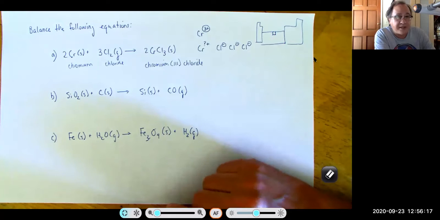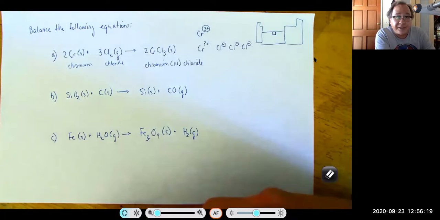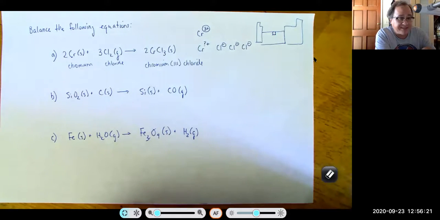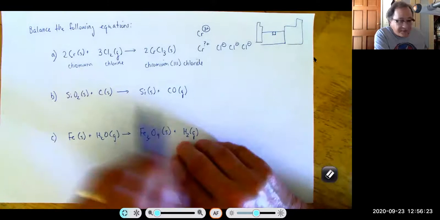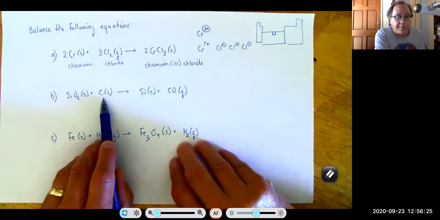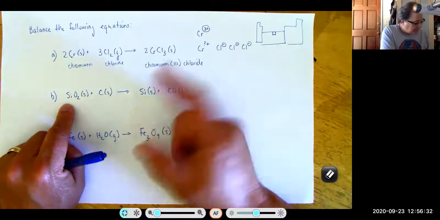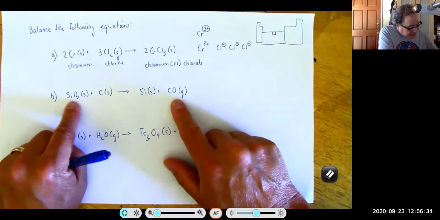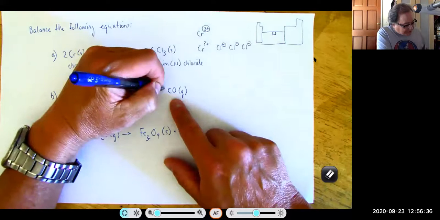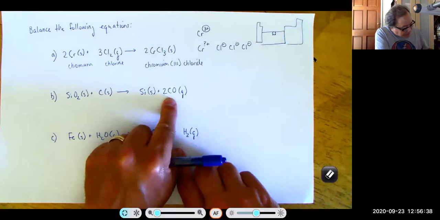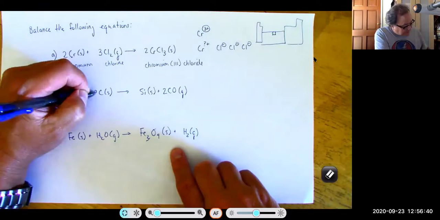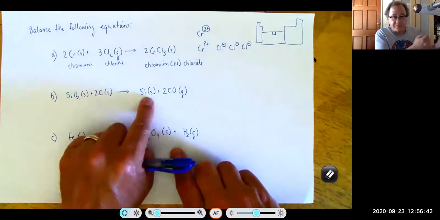So you want to balance substances that are pure elements last. So here, I'm going to balance the carbon last. So silicon, I could do the silicon last. So here I've got 2 oxygens. Now I've got 2 oxygens, but now I need 2 carbons. So I put 2 there. Here I have 1 silicon, we're done.